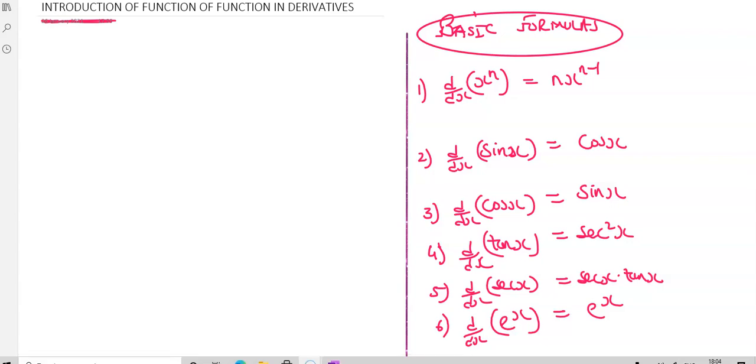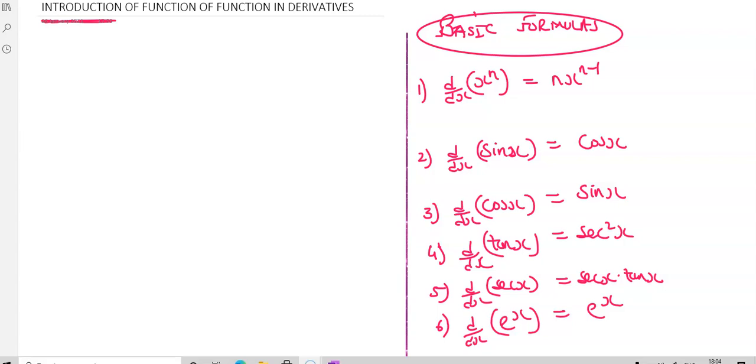Hello everyone, this is Manoj Sharma and today I will be discussing something about derivatives, particularly जो मेरा favorite है, that is function of function in a derivative, which leads to a lot of confusion to the students. And today I am going to clear your doubts on that particular problems of the derivatives.